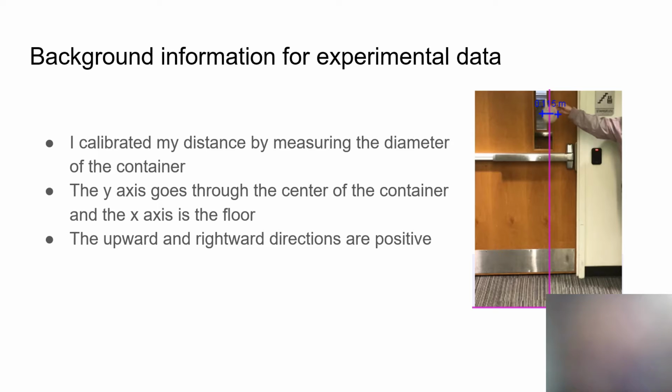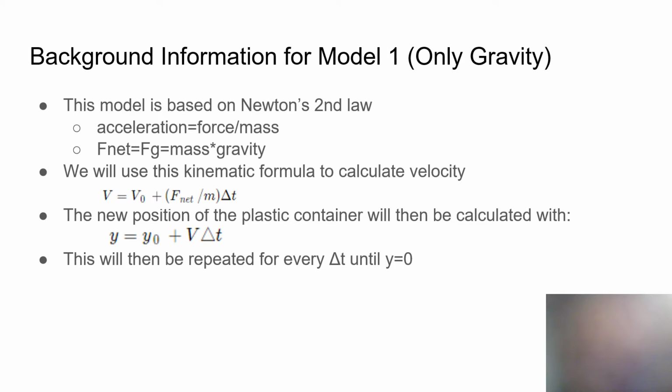The background information for the data collected is that I calibrated my distance by measuring the diameter of the container, and then the y-axis goes through the center of the container, and the x-axis is the floor. The upward and rightward directions are positive.